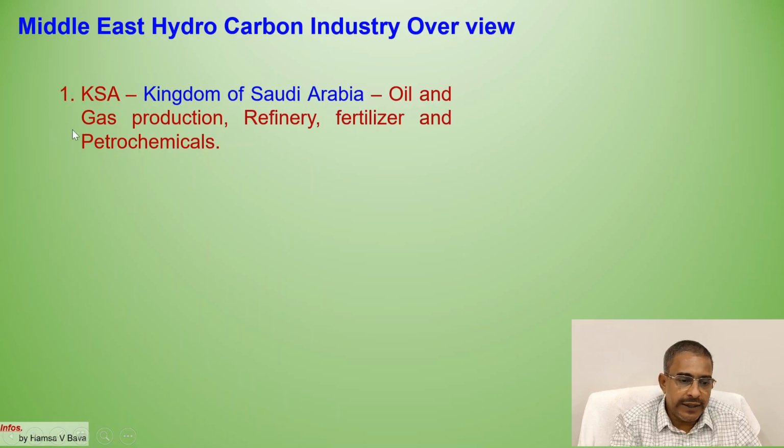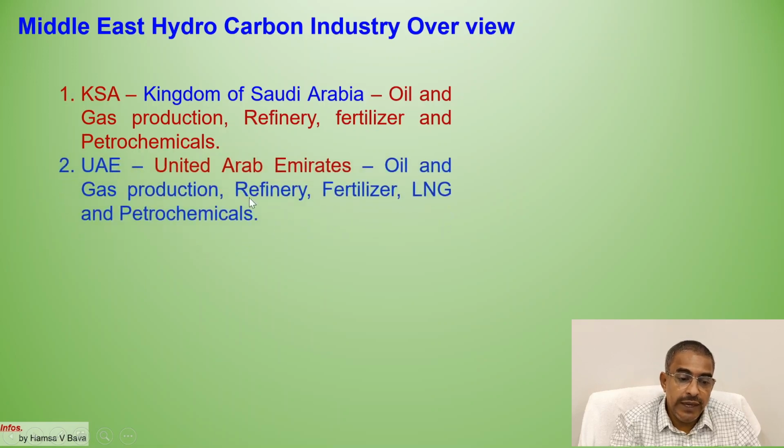Oil and gas production, hydrocarbon, is one of their major basic industries. Then refineries are there, fertilizer is there. Fertilizer is a basic industry starting from the petrochemical or hydrocarbon route, using feedstock for fertilizer manufacturing, urea, ammonia, and many others. Then the petrochemicals. So these are all the industries there. We will get a clear picture in coming videos.